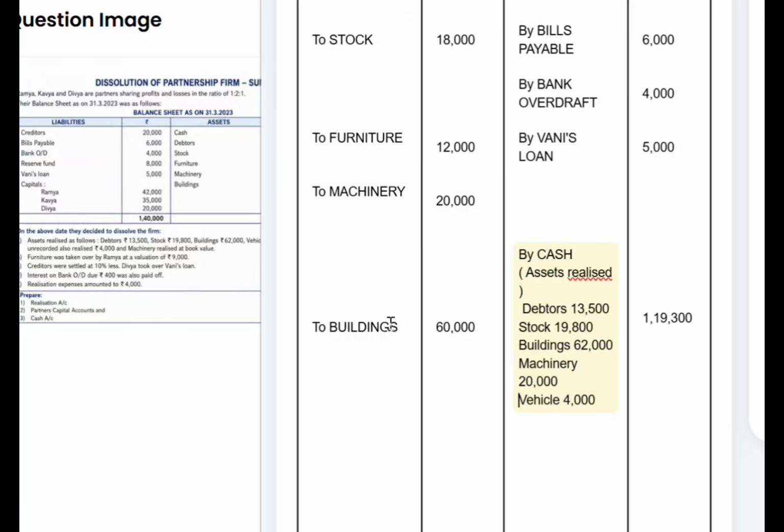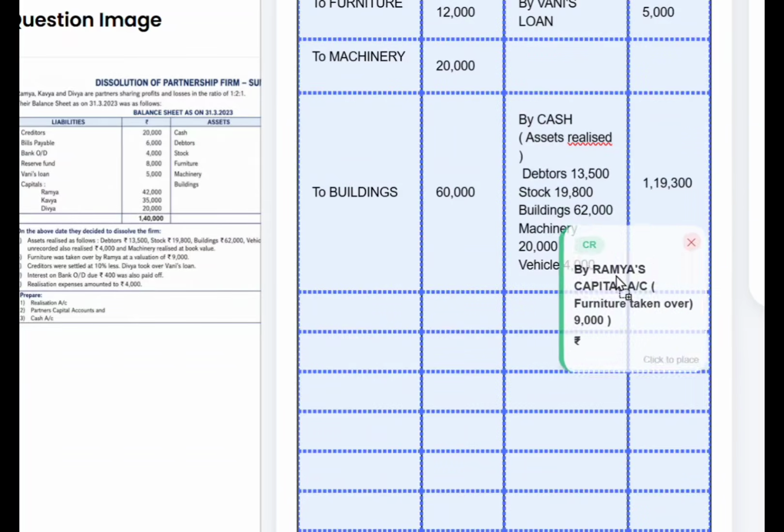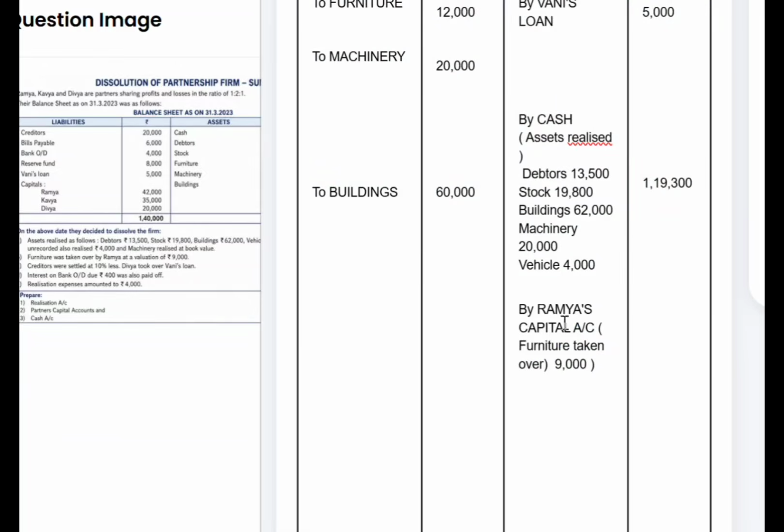Now, out of all the assets, the furniture is not realized, but the furniture is taken over by Ramya at the valuation of rupees 9,000. So we have to bring down the furniture which is taken over by Ramya. Enter it on the credit side of realization account, that is Ramya's capital account. By Ramya's capital account, since she takes over the furniture at rupees 9,000, so write 9,000 in the outer amount column.